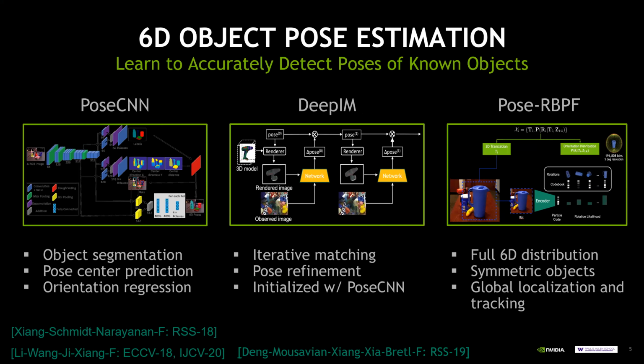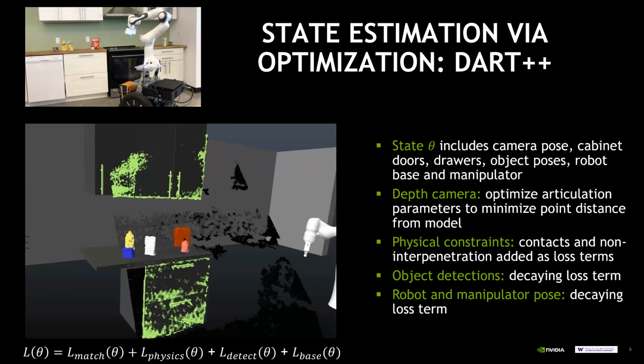And what that does is that it tracks objects over time, keeps track of a distribution, and runs a particle filter, does global localization and tracking. We can also initialize that from PoseCNN. So we have this pipeline which will give us very accurate poses over time for known objects, right? And then from there, we integrate all this information together into something called DART, or dense articulated real-time tracking.